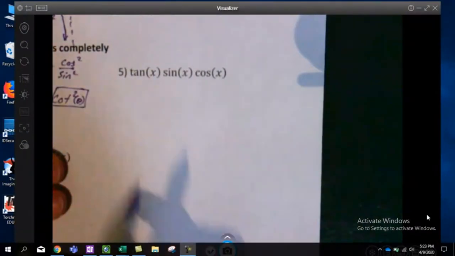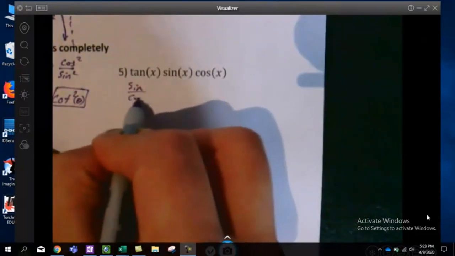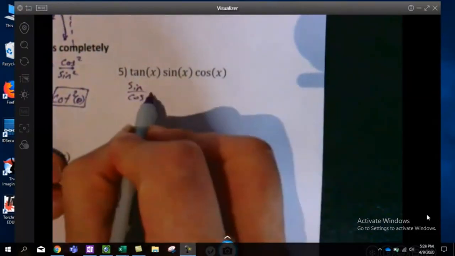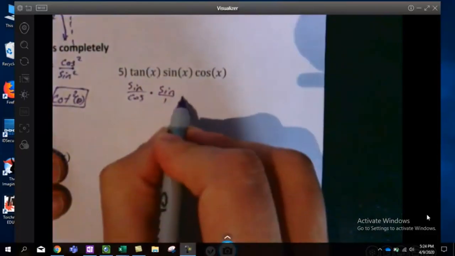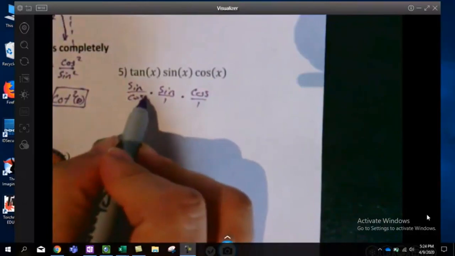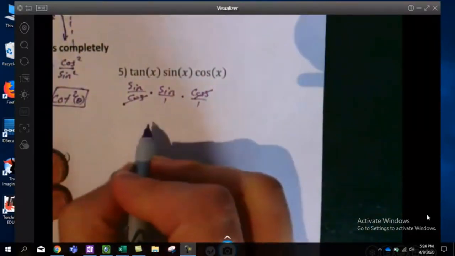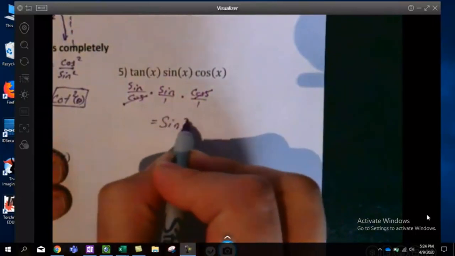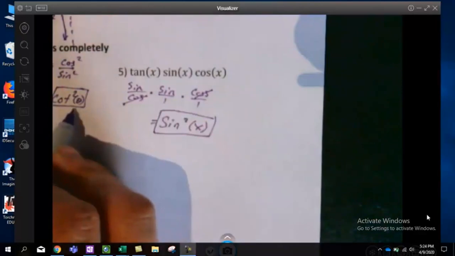Really, we want to turn everything into sines and cosines the best we can. And tangent is defined as sine over cosine. Well, sine is already a sine, but I will put it over 1. And then cosine is also just a cosine. I'll put it over 1. The key here is to recognize that you have a cancellation from top to bottom. Now, those sines do not cancel, and so a sine times a sine is a sine squared.